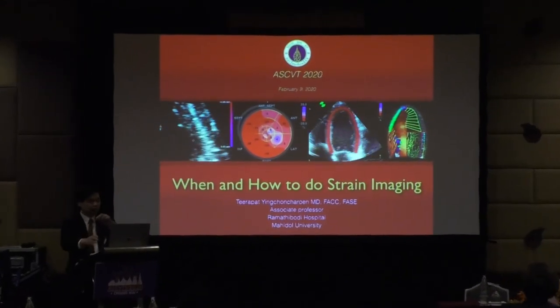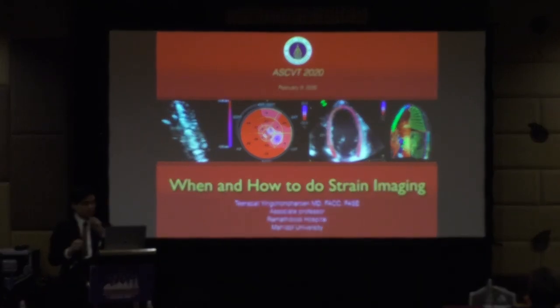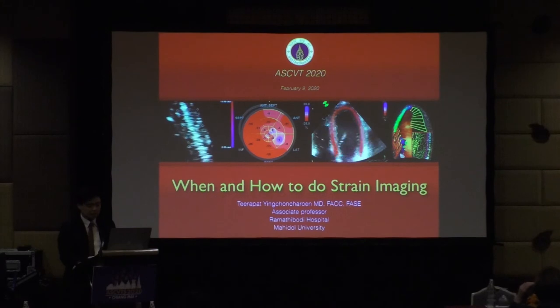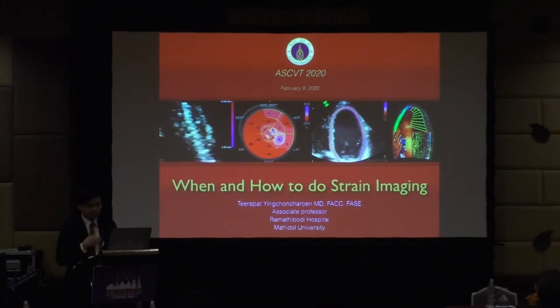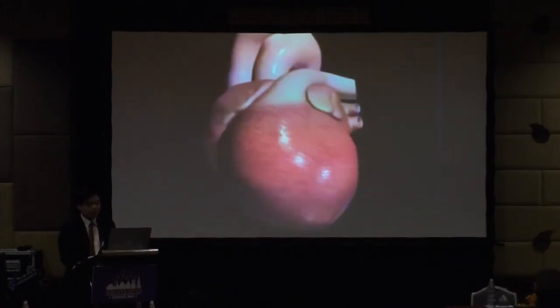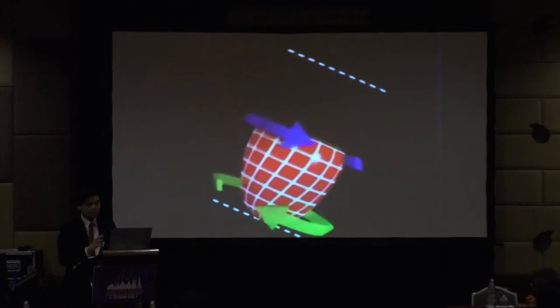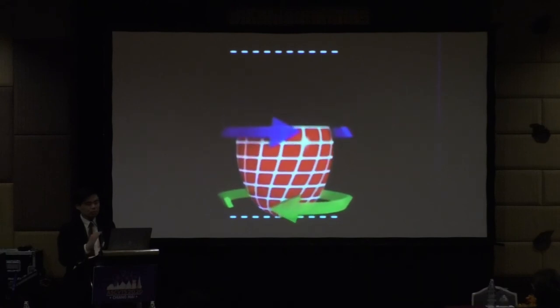All right, so in the next 15 minutes, I'm going to share with you about when and how to do strain imaging. My name is Chair Pat from Brahmativity Hospital. As you know, our heart contracts in a three-dimensional way, so we not only have longitudinal motion, we have torsion, and we have the radial strain.